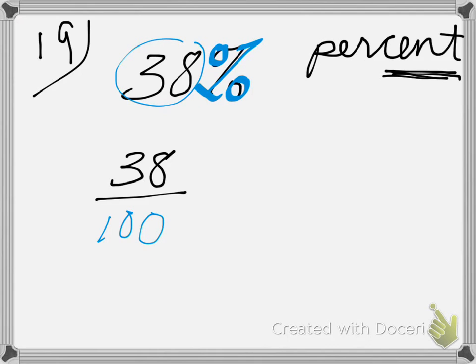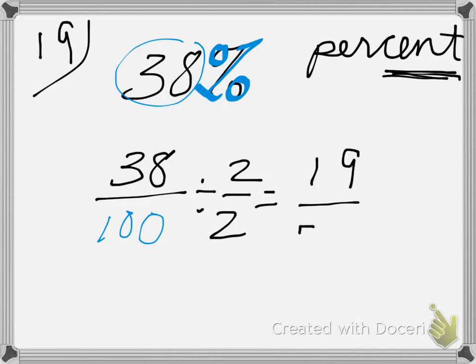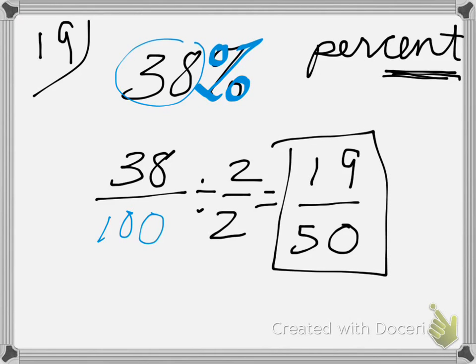And now that we have a fraction, the second part tells us in simplest form. On here we can see they're even, so we can divide by 2. 38 divided by 2 is 19. 100 divided by 2 is 50. And 19 is prime, so 19/50th is going to be our answer.